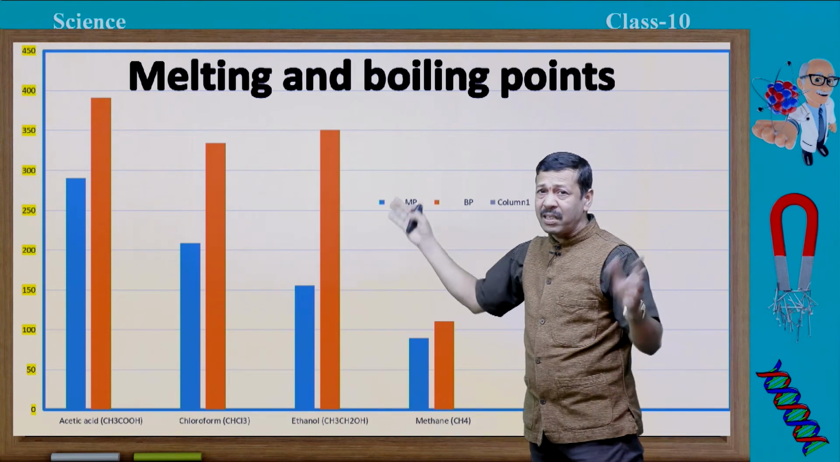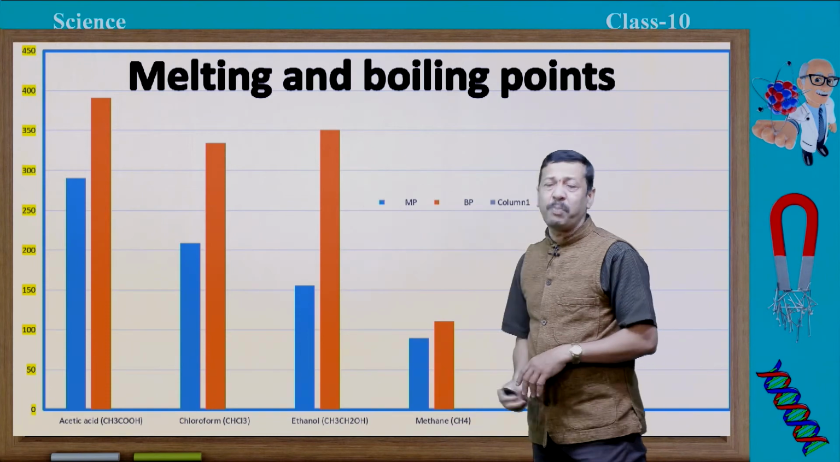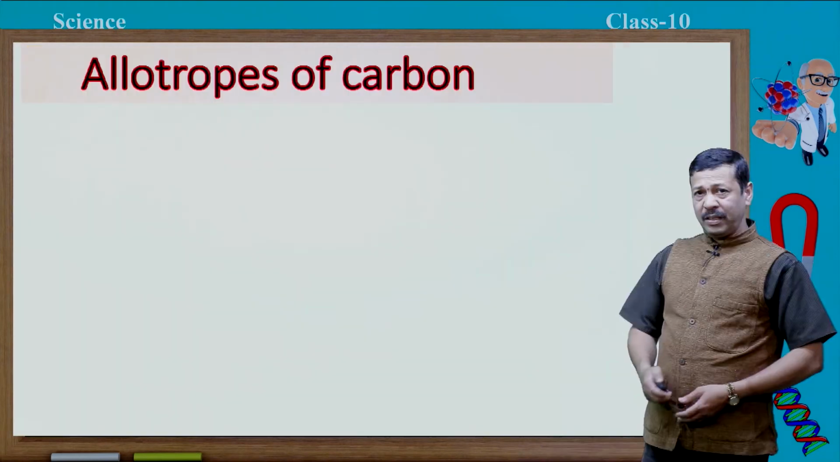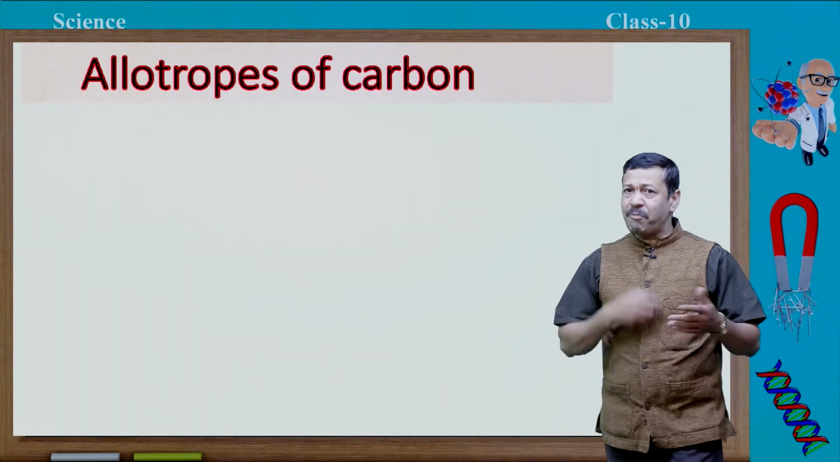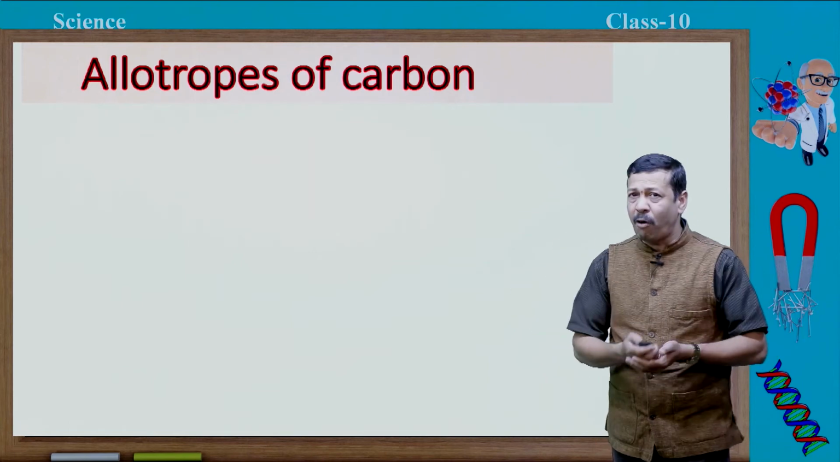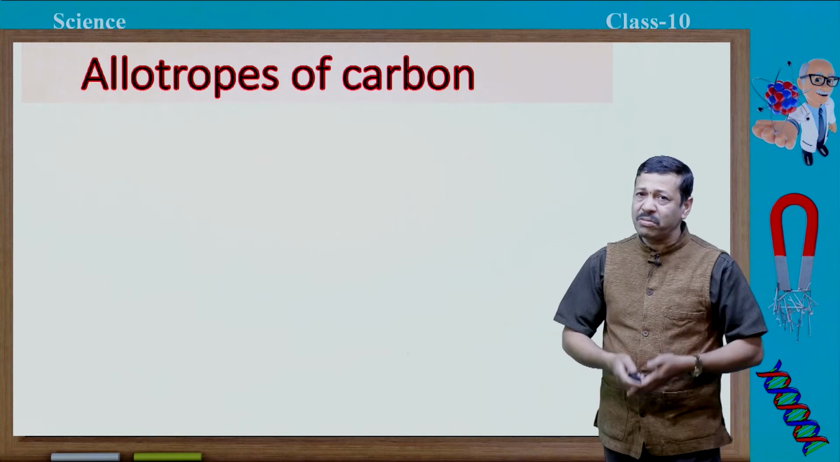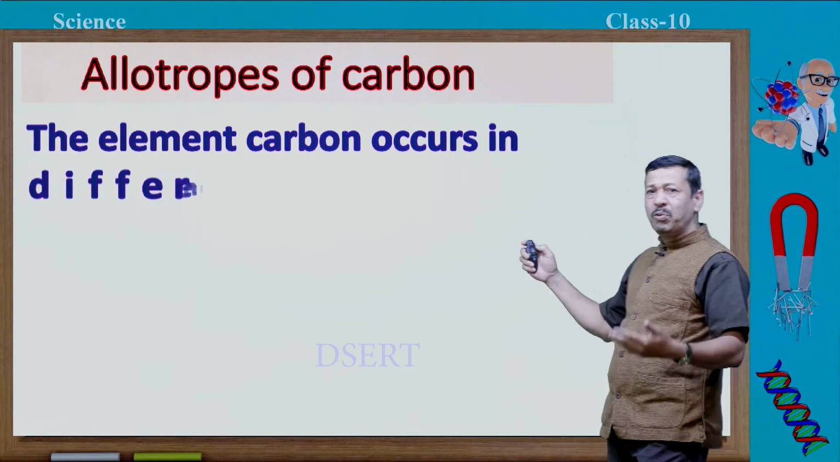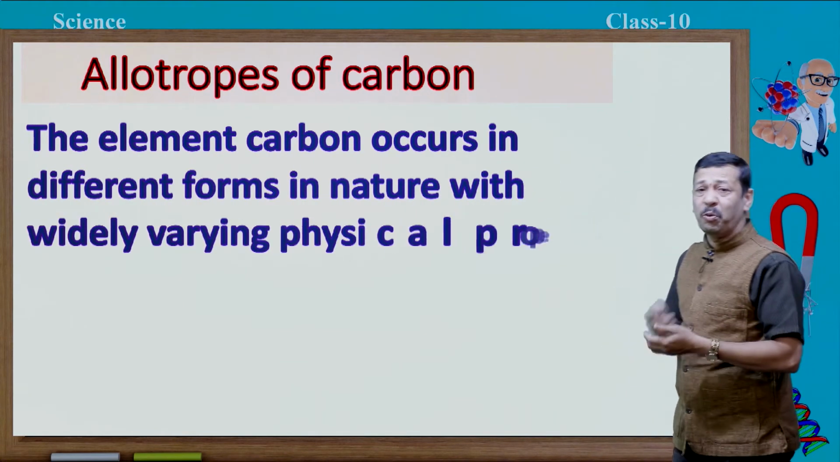Other than hydrogen, carbon, some other atom also present, their boiling point and melting point also increase. What do you mean by allotropy? This is the phenomenon that an element exists in different physical forms, but all the physical forms show similar chemical properties. Carbon does show these allotropes.